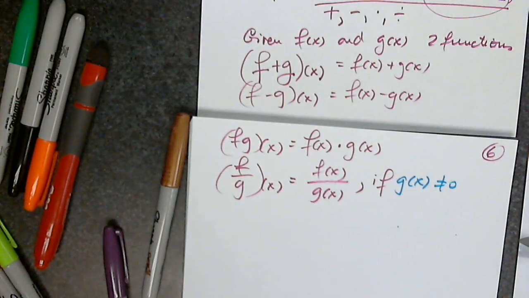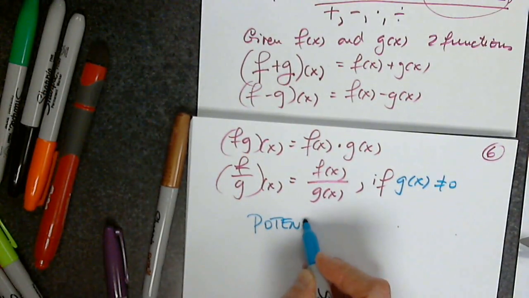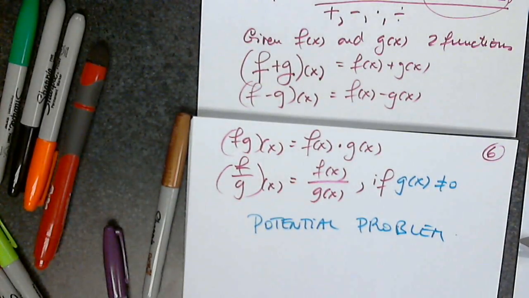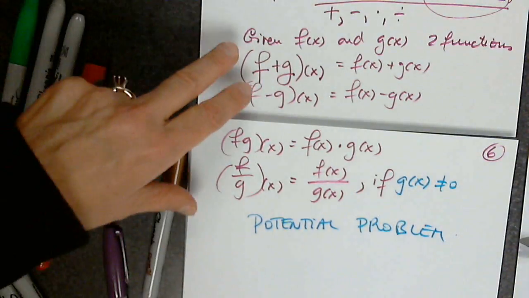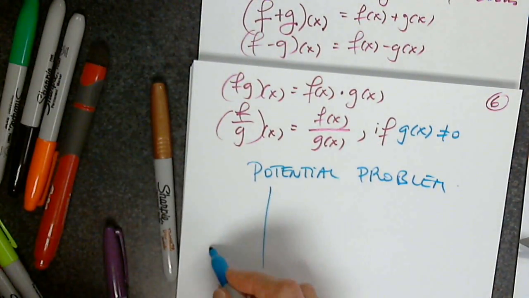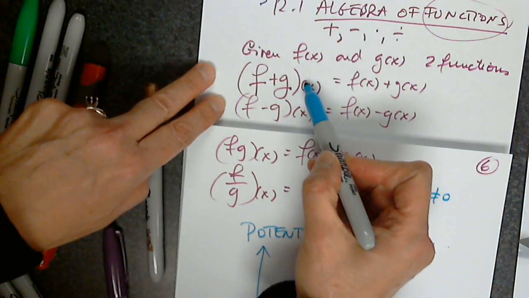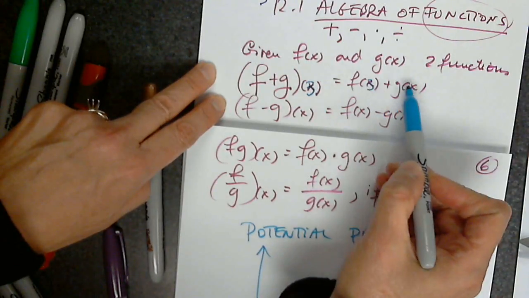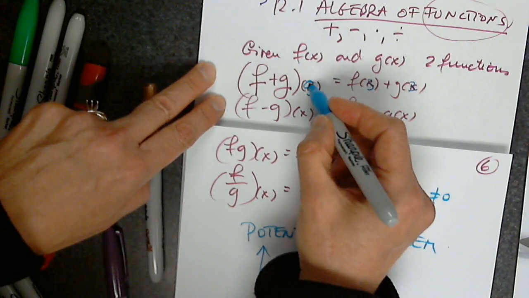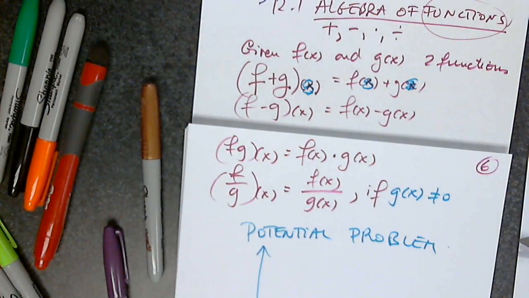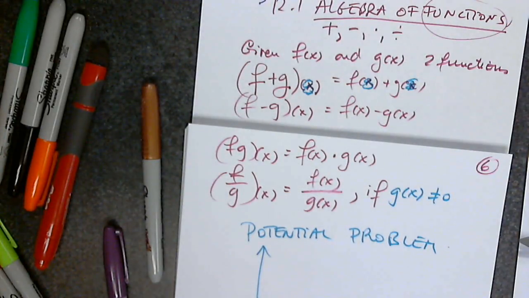There is a problem, though. So here's a potential problem. When I want to add, subtract, multiply, divide functions. Here's the potential problem. So maybe it's not clear from the beginning, but if this is 3, then this is 3, and this is 3. If this is 8, then this is 8, and this is 8. In other words, for a particular x value, I'm finding f of 8, I'm finding g of 8, and I'm adding them. Okay, so x has to be the same number.